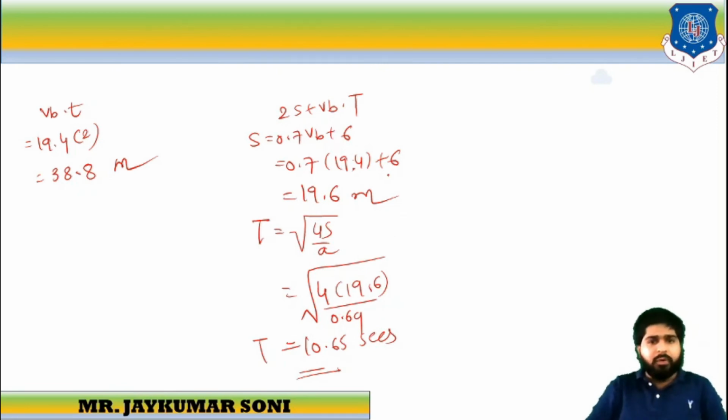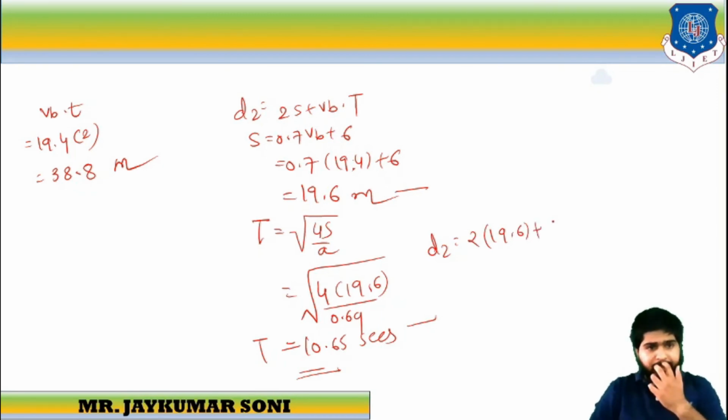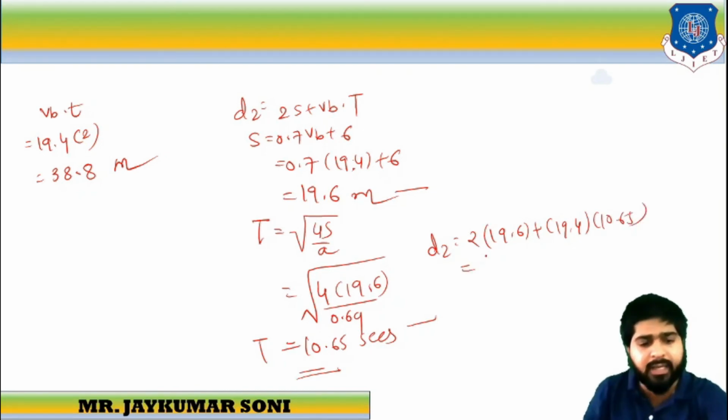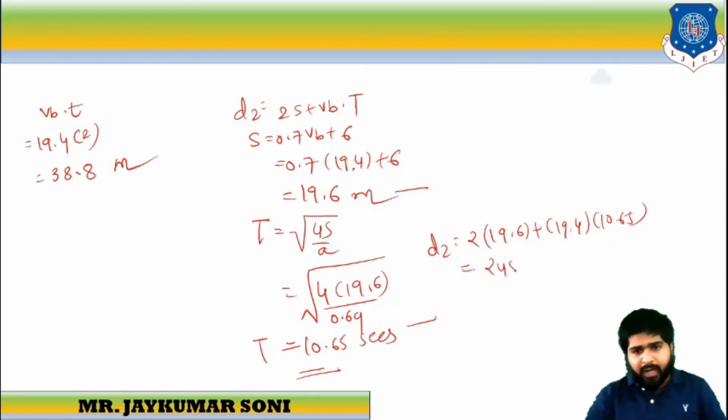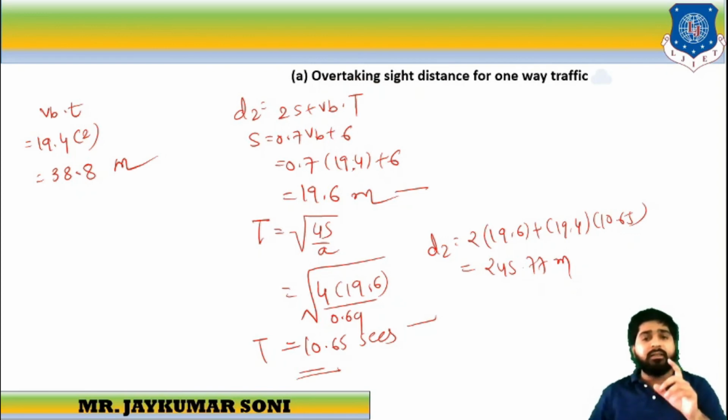What we will do, we will put these values over here. D2 equals 2 into S, meaning 19.6, plus VB, meaning 19.4, times T, which is 10.65. The value of D2 is 245.77 meters. Now we are calculating the values for one-way traffic.